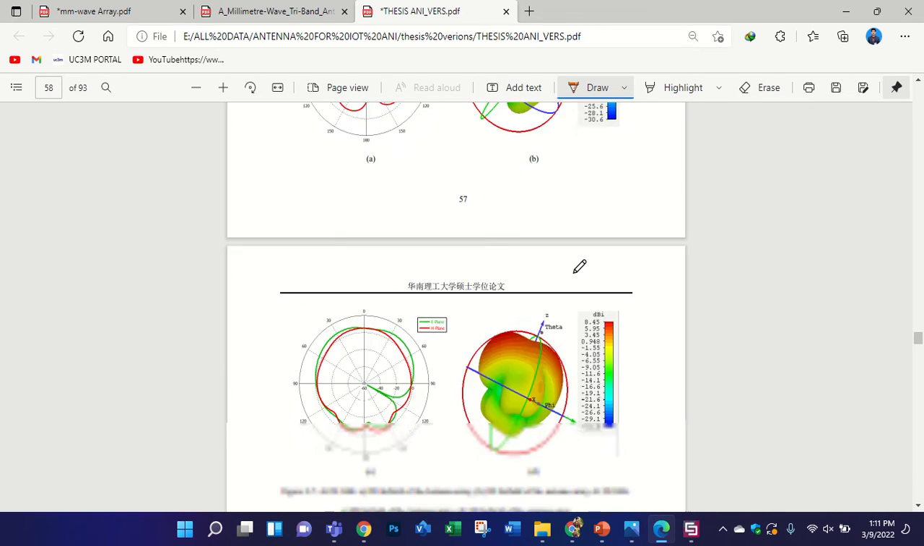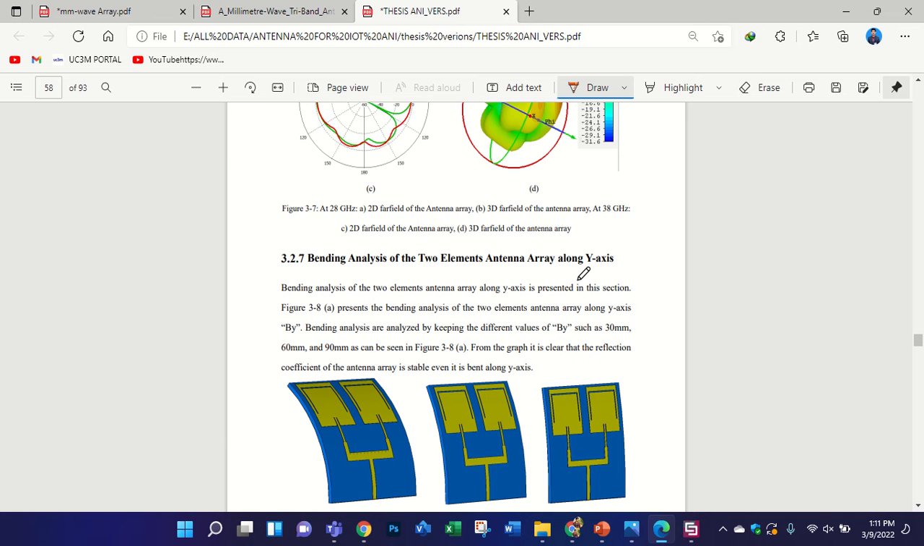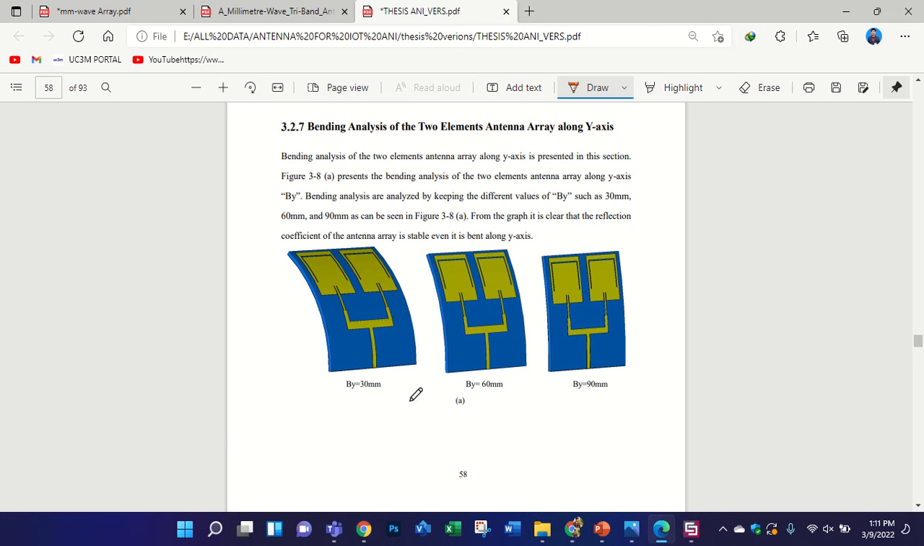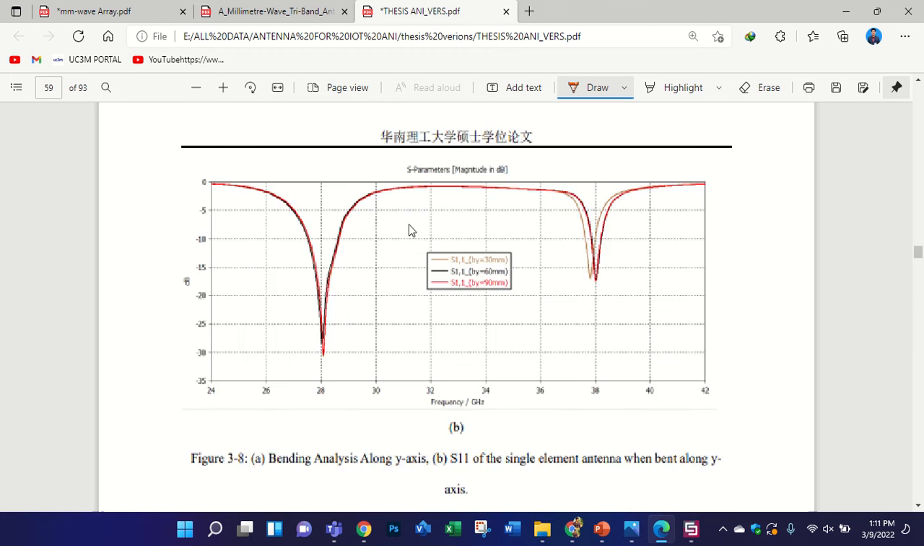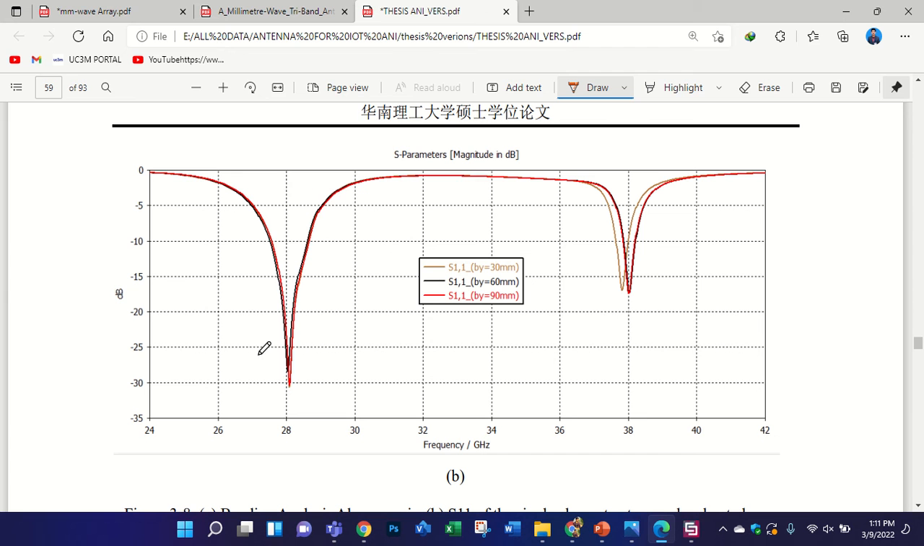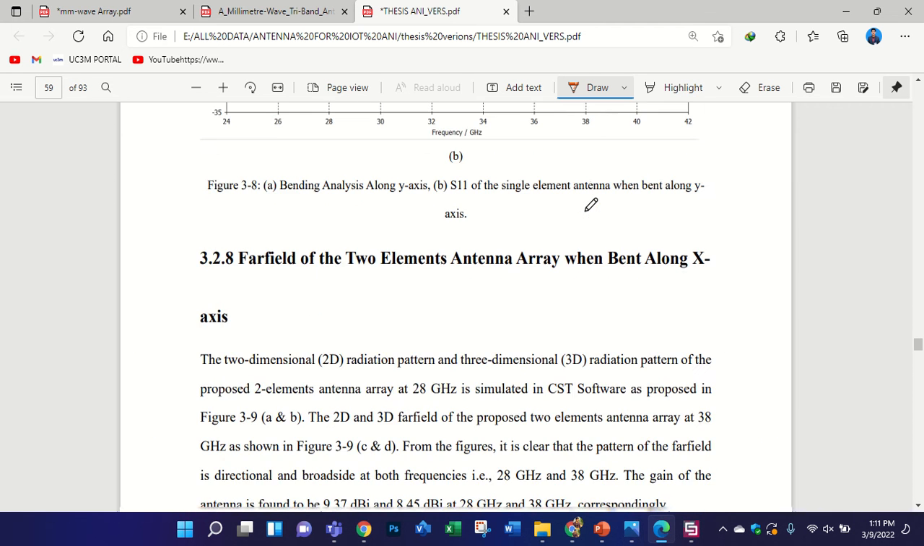I have also taken bending analysis into consideration. This is along the y-axis. You see the results are almost stable. This is because the band is covering the required frequency band, 28 gigahertz, and also here, at 38 gigahertz.